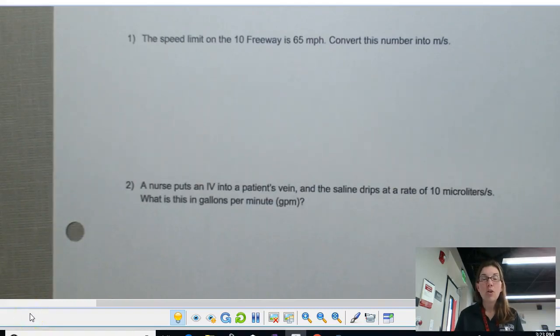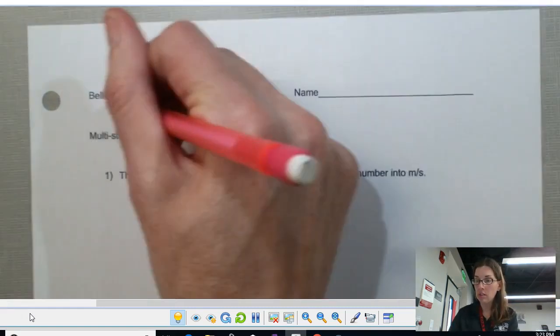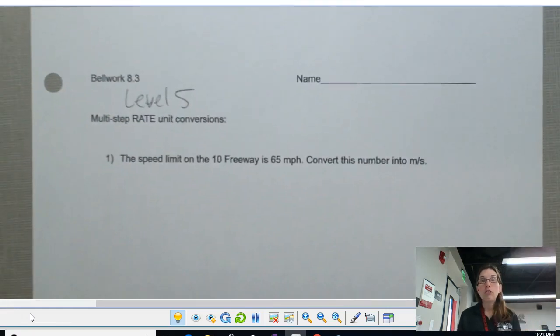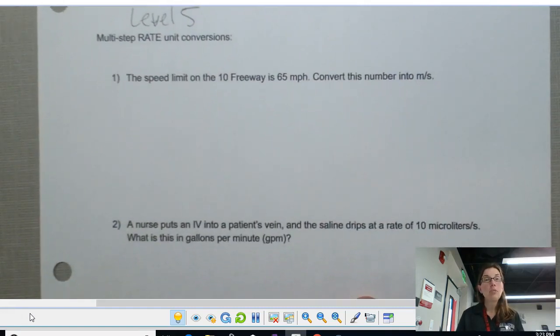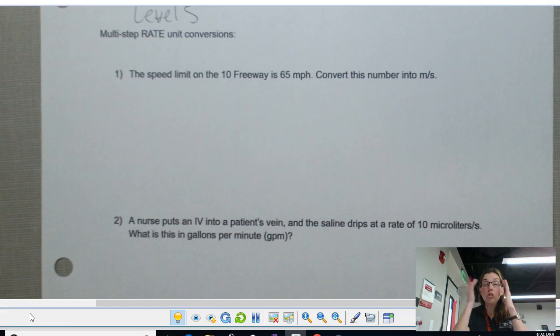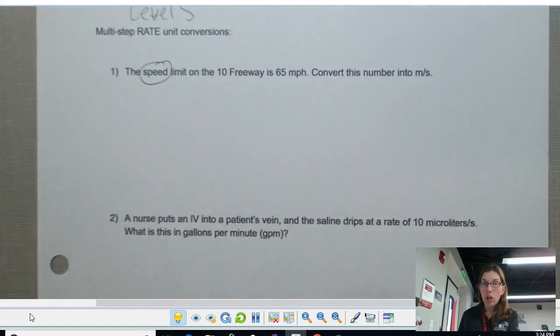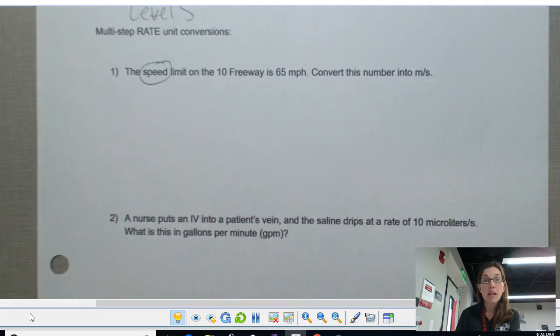This is video 8.5 and I'm going to teach you how to do rate problems. This is for level 5. Now you've already learned how to do multi-step conversions where you're converting from one thing to the next all in a row. For rates, it's a little more difficult because we're going to do two conversions at once. So many times rates will be a speed or a volume that's going something per time. Now, when we write per time, that itself is a fraction.